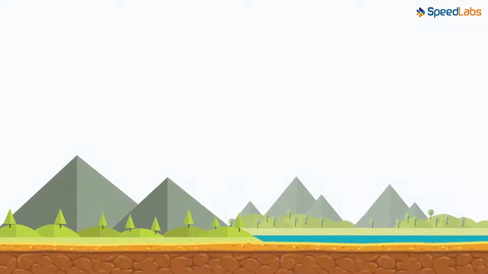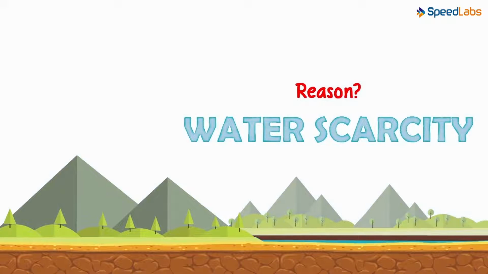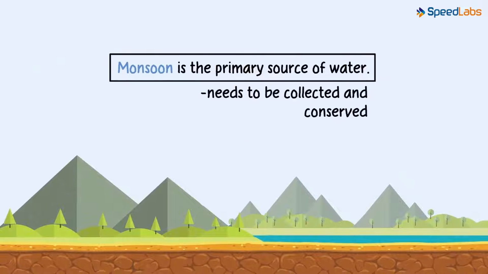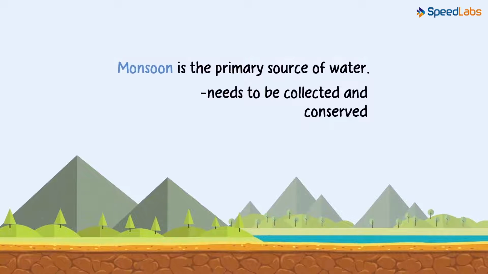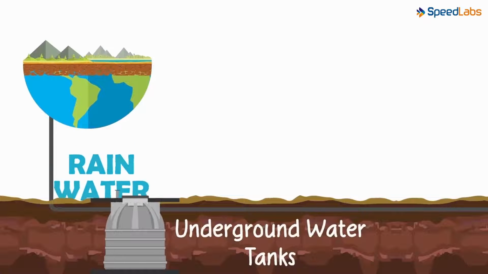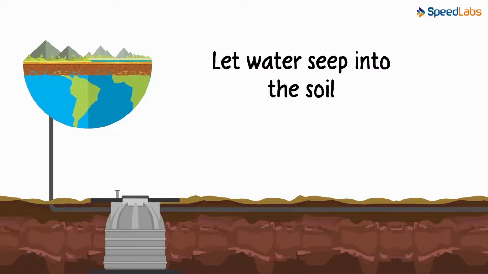If an area receives enough rain in the monsoon season and it still faces water scarcity, what could be the reason? Is it possible? You need to understand that the monsoon is the primary source of water. However, this water needs to be collected and conserved. How do we do that? We must have underground water tanks, recharge pits, or let it simply seep into the soil.